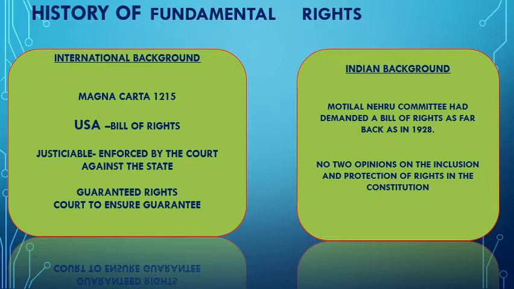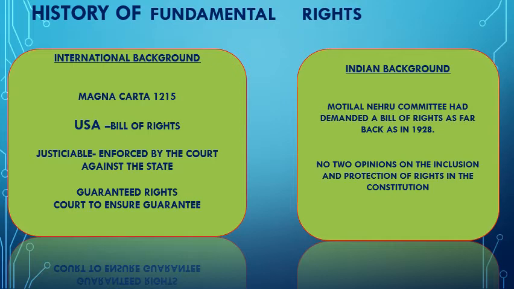After that, in 1776, when USA, world's oldest democracy, came up, they also included a part in their constitution which they called Bill of Rights, and they gave two specific and very important features to Bill of Rights. One was justiciable, which meant that any violation of this Bill of Rights will be enforced by the court, will be a punishable offense. And second point is guaranteed rights. It means that Constitution guarantees that every citizen, irrespective of their class, their status, their race, their religion, will be guaranteed with this set of rights, and court is supposed to ensure that everyone enjoys it and no one's right is violated.